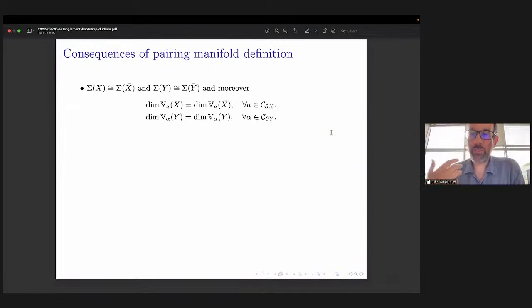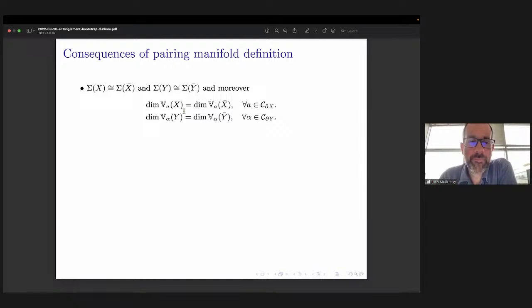Okay, so I've just given a complicated definition. If you give a complicated definition, you should correspondingly get a lot out, and indeed a lot comes out. So the first thing we learn is that the information convex set of X is isomorphic to that of X bar. And moreover, in each sector, the fusion spaces agree. So essentially, X and X bar have to be the same.